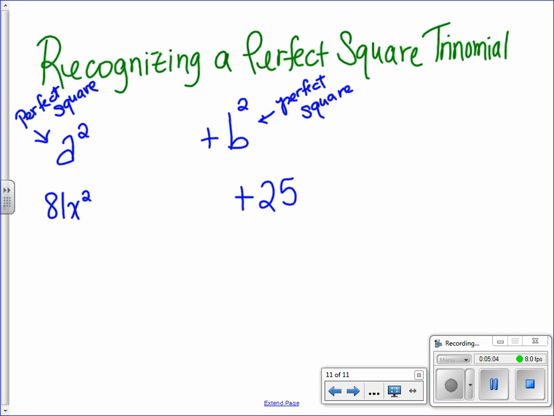So we're looking at our work and we notice, hey, that's a perfect square and that's a perfect square. But the middle term also matters. This term right here is going to be 2 times the square root of the first times the square root of the second. So the middle term, what's the square root of 81? 9. What's the square root of 25? 5. The middle term is going to be 2 times 9 times 5.